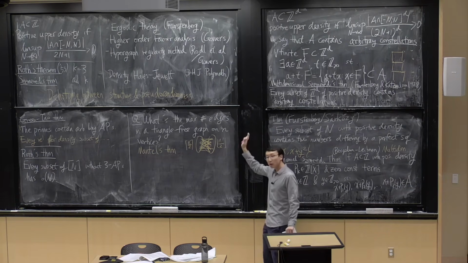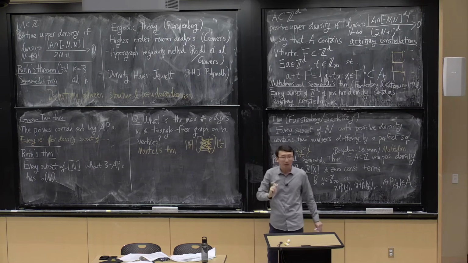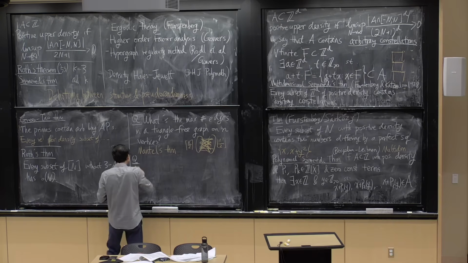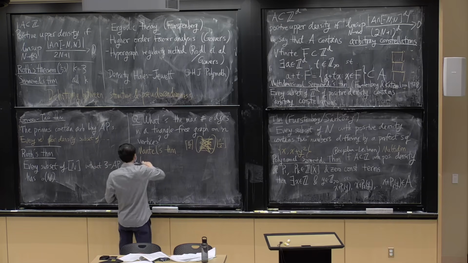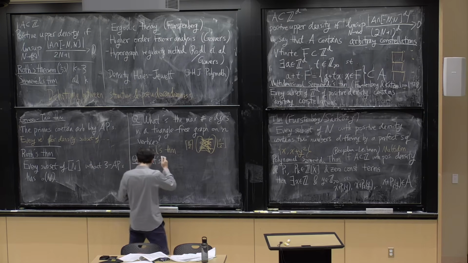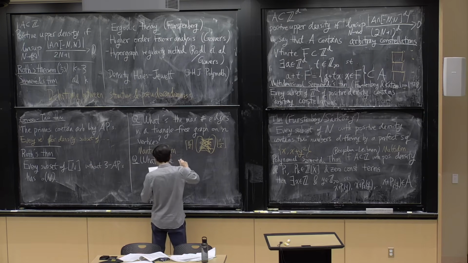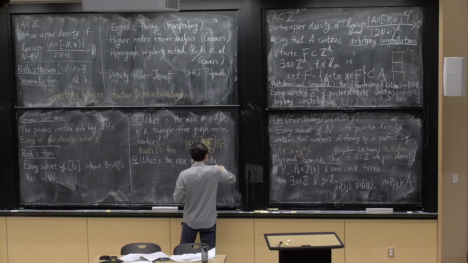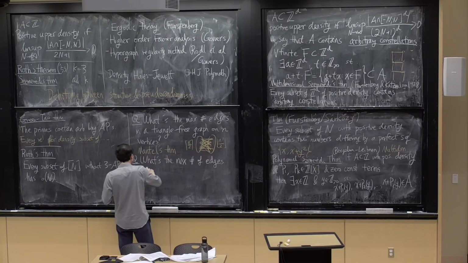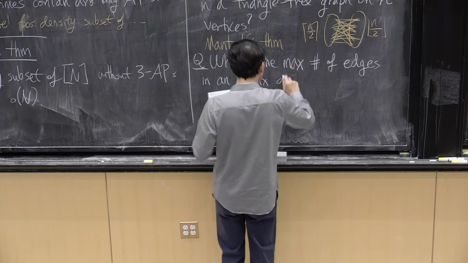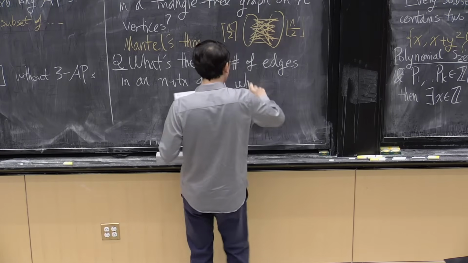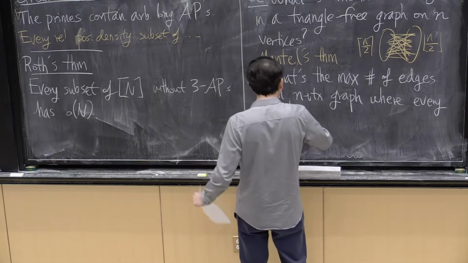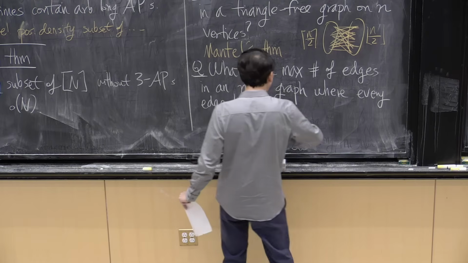Okay, so it turns out this is not the right graph theoretic question to ask. So what is the right graph theoretic question to ask? I'll tell you what it is. It shouldn't be clear to you at this point. It still seems like an interesting question, but it's also somewhat bizarre to think about if you've never seen this before. So what is the maximum number of edges in an n-vertex graph where every edge lies in exactly one triangle?